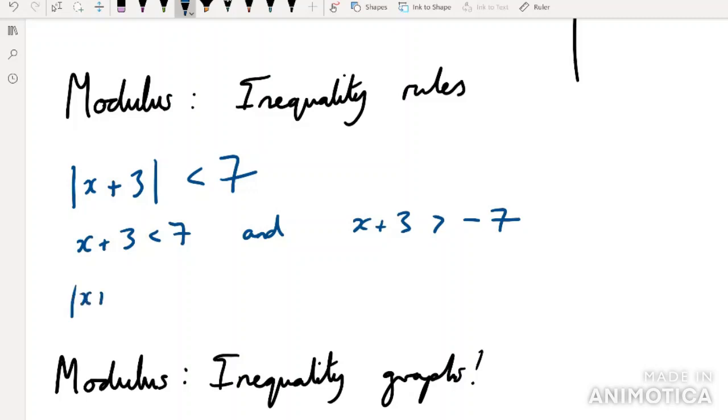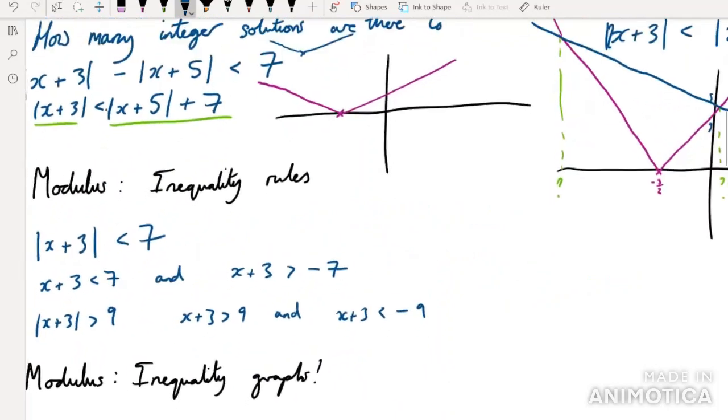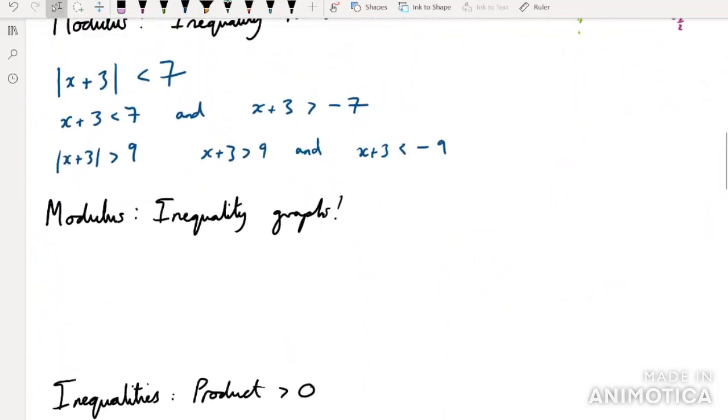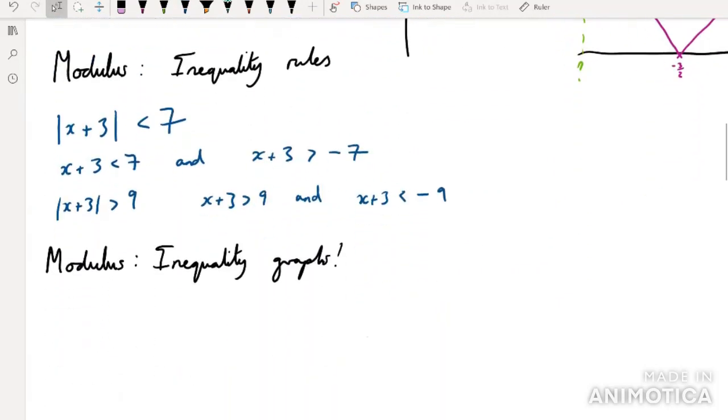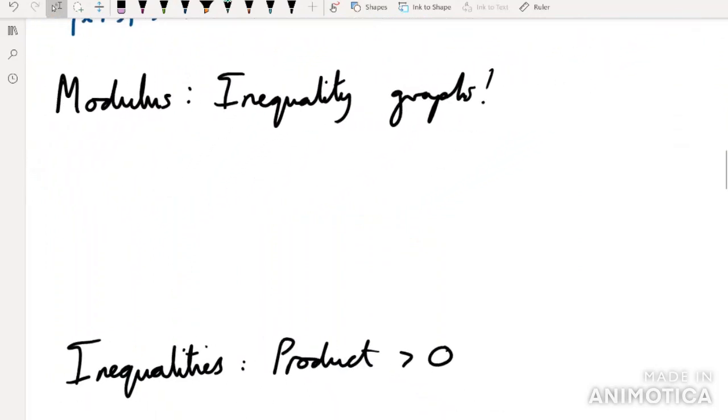Similarly, if we have mod(x plus 3) is greater than 9, then we've got x plus 3 is greater than 9, or x plus 3 is less than minus 9. So that's what you want to do for simple inequalities with modulus. But again, anything harder, just use graphs, which, to be honest, I've already covered here. So we can tick that off.